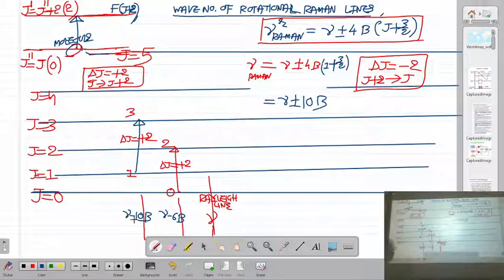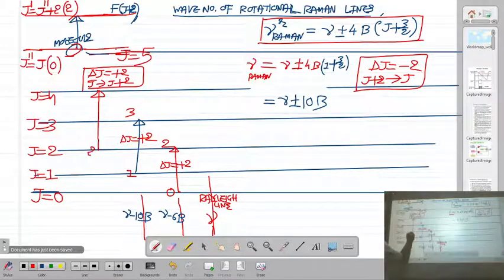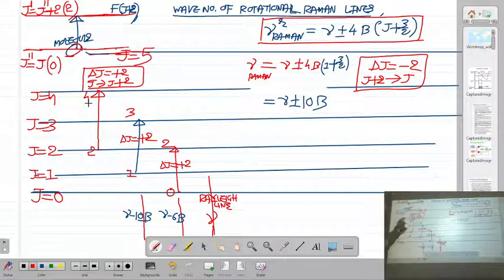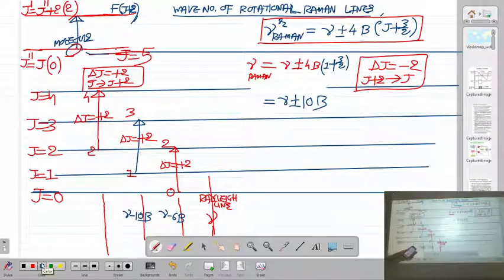Next, when the molecule makes a transition from level 2 to 4, again the difference of quantum number will be 4 minus 2, which is plus 2. So this is the transition from rotational level 2 to rotational level 4, and the difference of rotational quantum number 4 minus 2 will be plus 2. And you get the third rotational line on the left hand side of the Rayleigh line. Now we calculate the wave number of this rotational line.